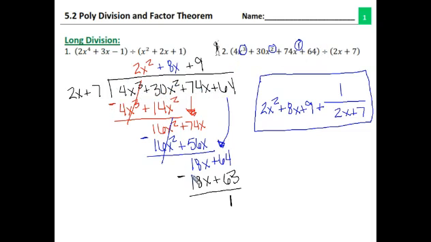So when we go through the division process, remember that we are subtracting in all of these cases. Make sure you're subtracting your numbers correctly. We're left with a quotient of 2x squared plus 8x plus 9, but we have a remainder of 1, which gets added on to the end, and it's divided by our original divisor, this 2x plus 7. Hopefully we did really well in this case. I think this is a review. If it's not, just let me know if you need some extra help.